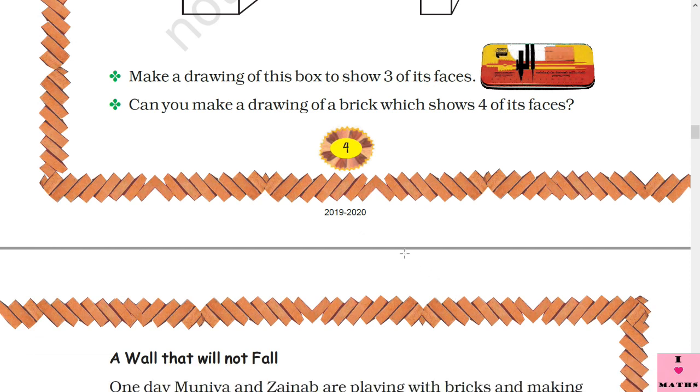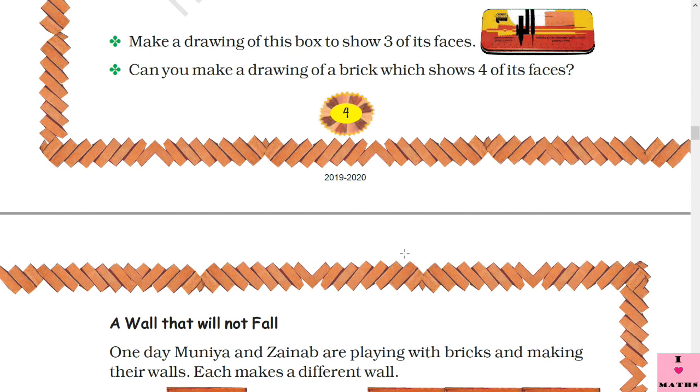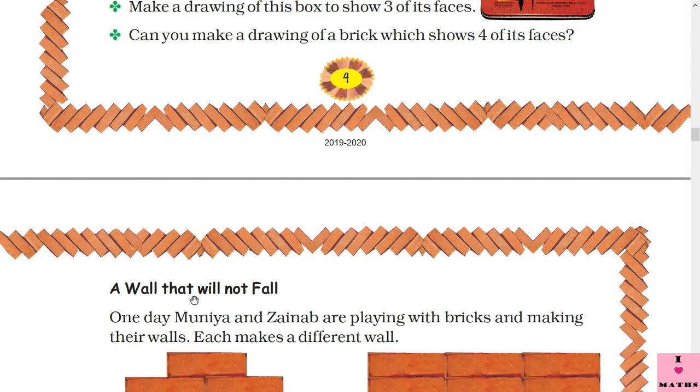So children, today we will read only till page 4. Page 5, A wall that will not fall, we will start next time.